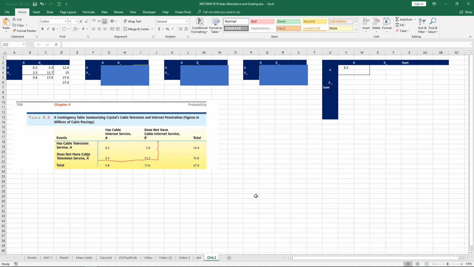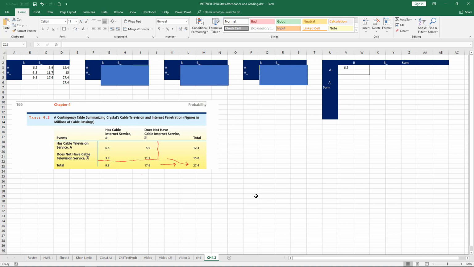This is the number that have both the TV and the internet. This is the number that have just the TV, no internet. When we add those up, we get a total of 12.4 million people. Now, if we add all four of these numbers up, they're all mutually exclusive, and they should add up to 27.4 million. The number of customers that have internet service plus the number that do not have internet service also adds up to 27.4.